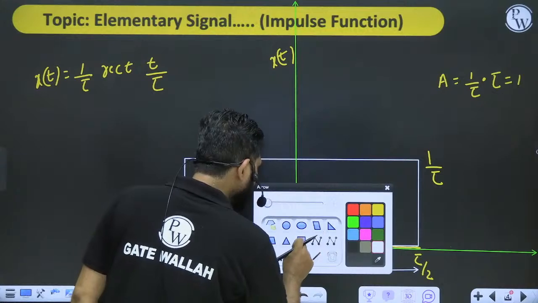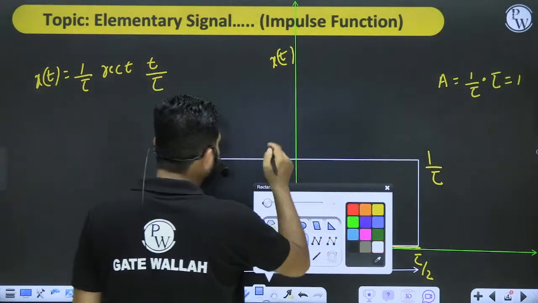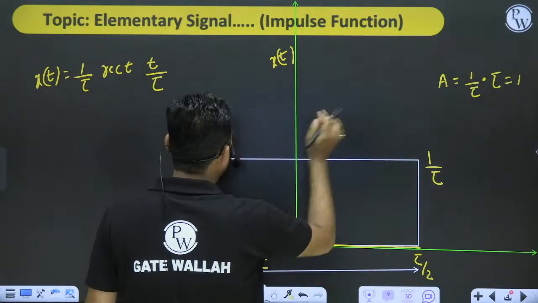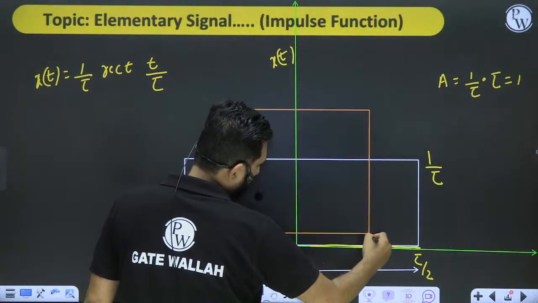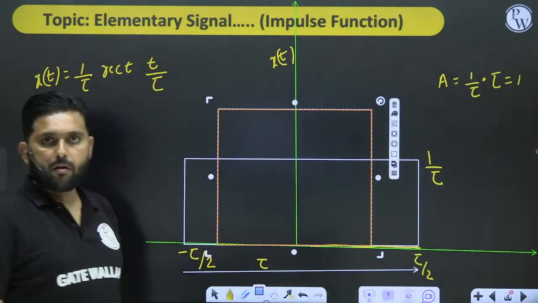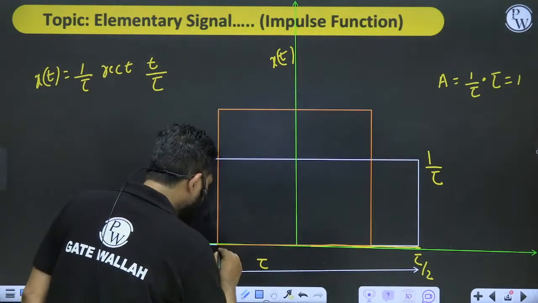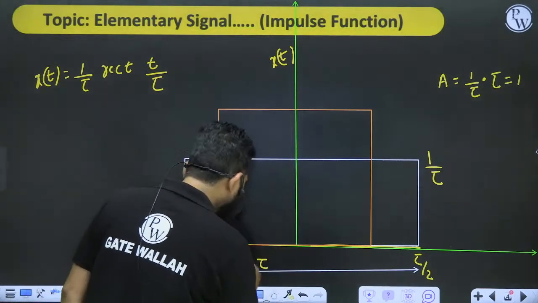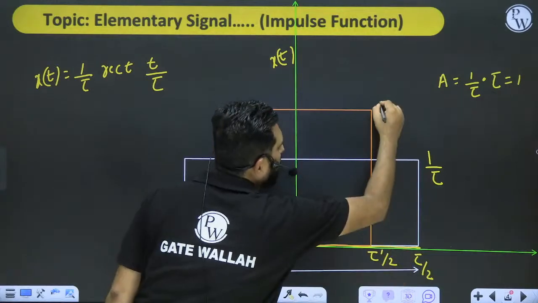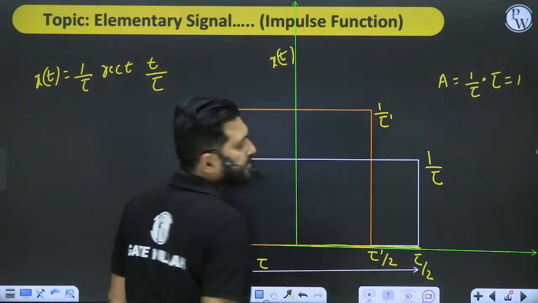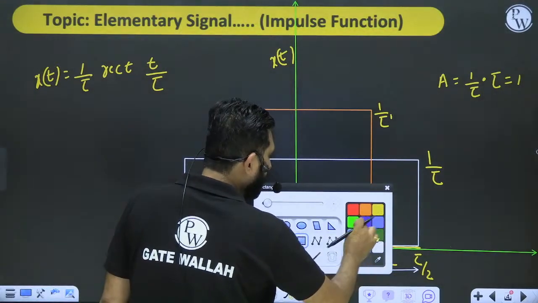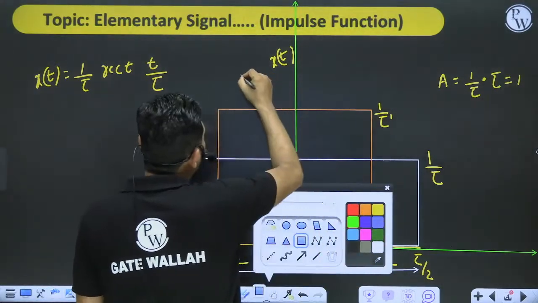See here, suppose I maintain it like this, so that the width here is tau dash by 2 to tau dash by 2, and this is 1 by tau dash. Still the area is the same. Same here also. Same here. Let us consider this one.